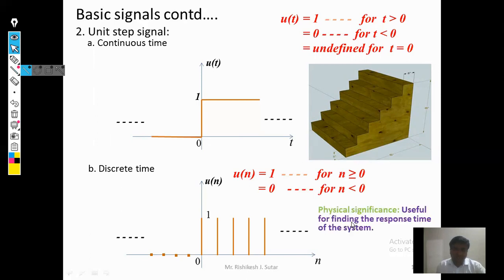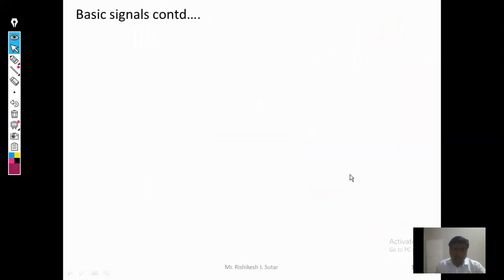Its physical significance is that it is useful for finding the response time of the system. Means how quickly the system responds to my input, that I can find out by using this unit step signal. Okay, well, let us move further.